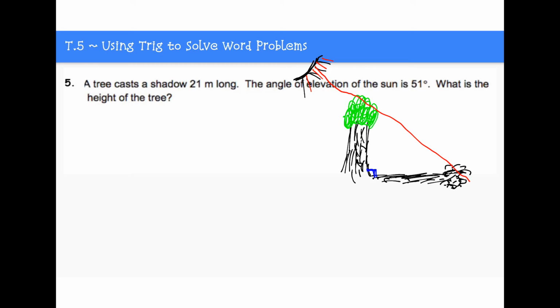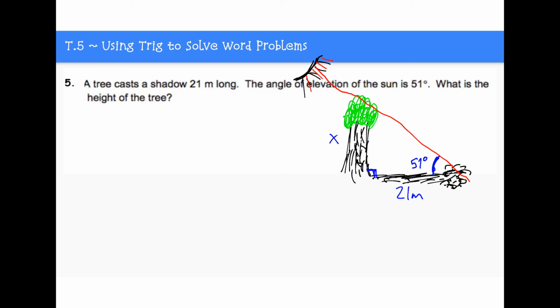Now since we have the picture, let's put in the information. So a tree casts a shadow 21 meters long. So that means my shadow is going to be 21 meters long. And the angle of elevation of the sun is 51 degrees. So angle of elevation, remember, is from a horizontal place and then goes up. So this is going to be 51 degrees. And we want to know what is the height of the tree. So we're trying to find out what that height of the tree is going to be.